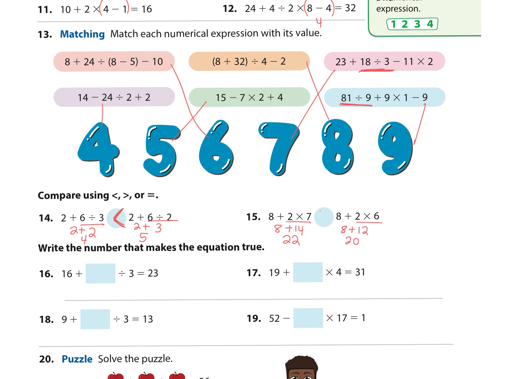Very good. So I need to do the greater than symbol. Okay, these ones can kind of be tricky, but we can do it because we're all mathematicians in here. So number 16, we're trying to figure out that missing blank.